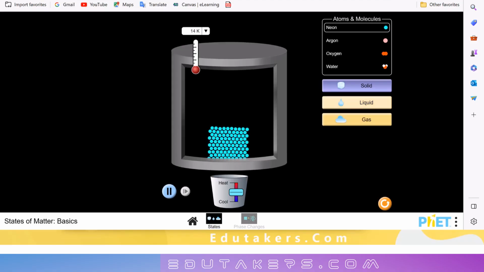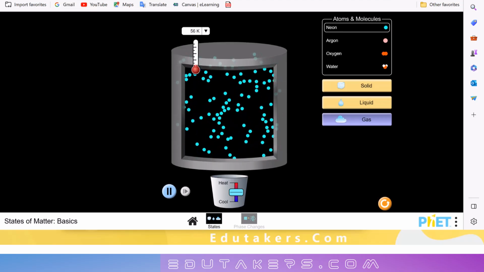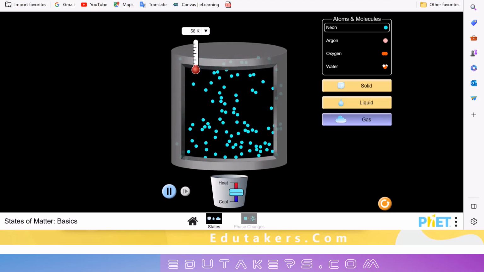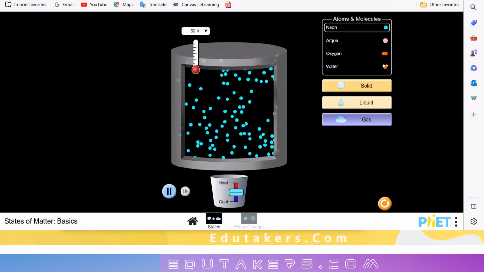After that, let's look at the molecules of the liquid. You can see the spacing between the liquid molecules is very large as compared to the solid. And at the end there is a gas. The particles of the gas are very far apart from each other and are easily moving. So let's go back to the solid.